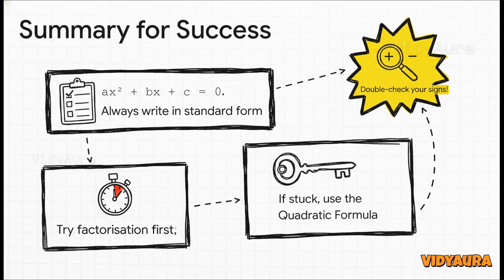If you spot the factors, great, it's usually faster. But if you're stuck, don't waste time. Just switch straight to the quadratic formula. Think of it as your guaranteed backup plan. And my biggest tip, double check your signs. A silly mistake with a negative is the #1 reason students lose marks here. You might want to pause and take a quick picture of this slide.